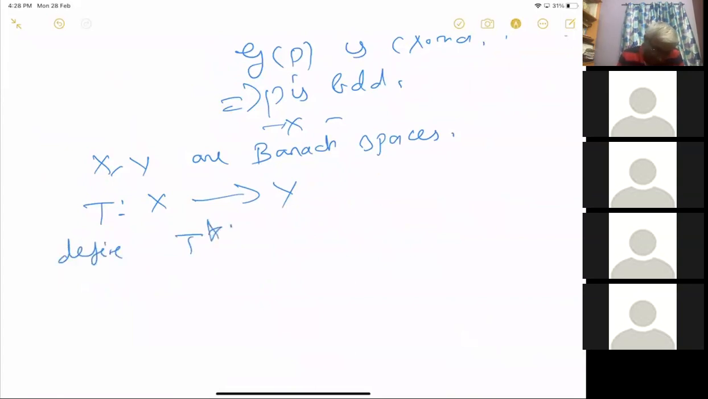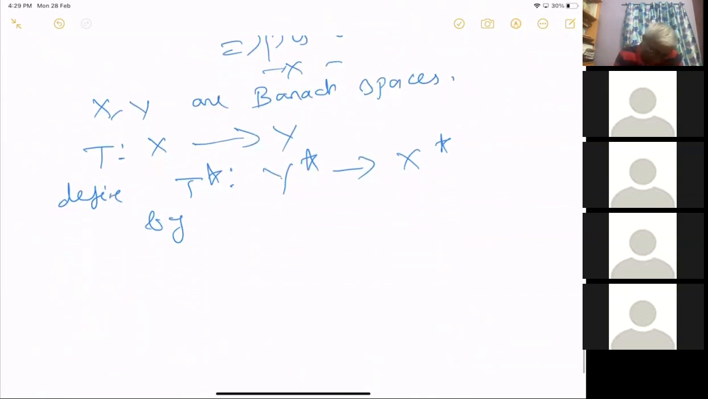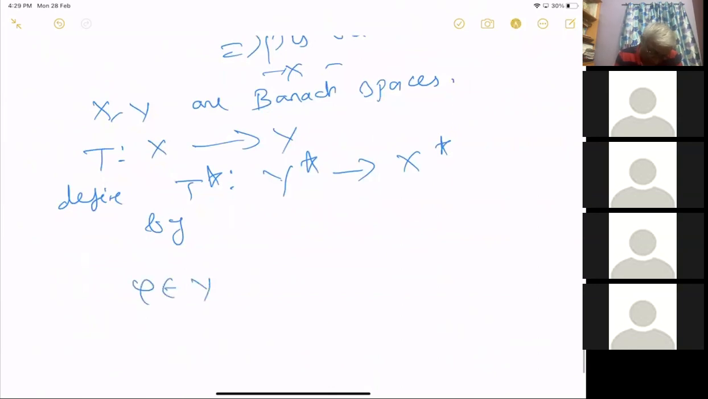T star, a map from Y star, the dual of Y, to the dual of X. So we want to define a map from Y star to X star. If we take a linear functional phi in Y star, we have to get a linear functional on X. That is T star of phi.